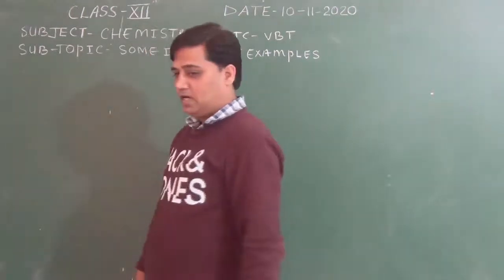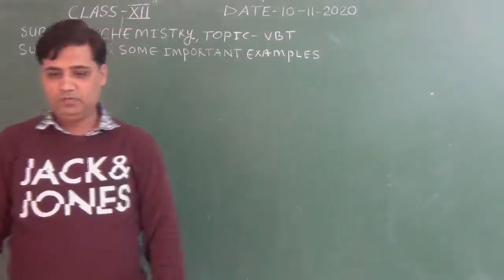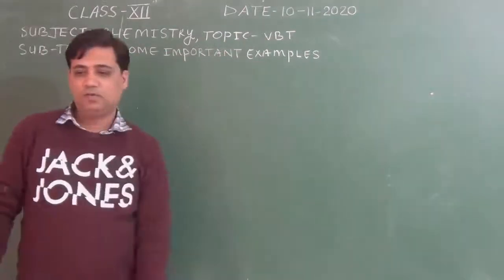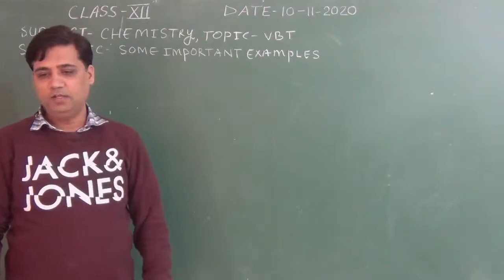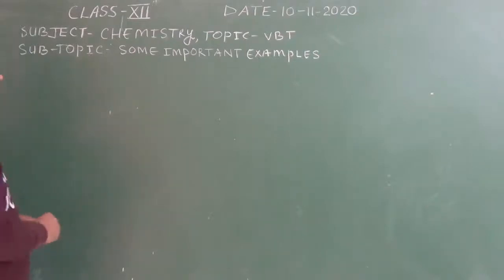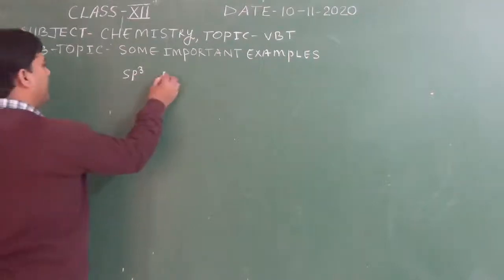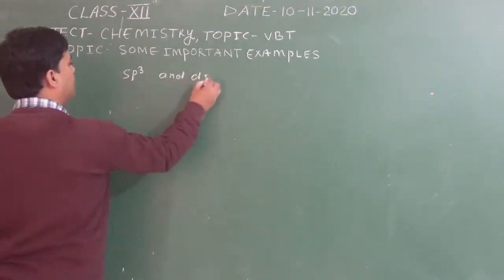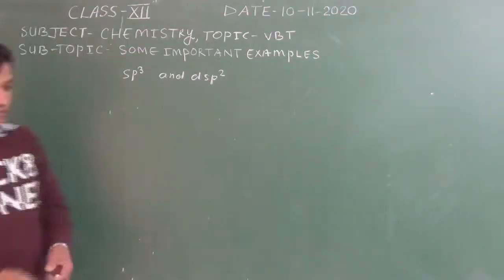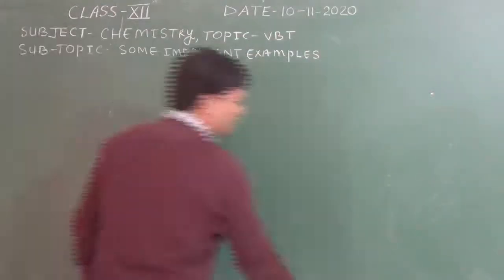Today I am going to start the topic of valence bond theory, and the subtopic is some important examples related to valence bond theory. In the previous video I discussed the examples related to sp3 hybridization and dsp2 hybridization, but today I am going to discuss the bonding in coordination compounds according to valence bond theory.